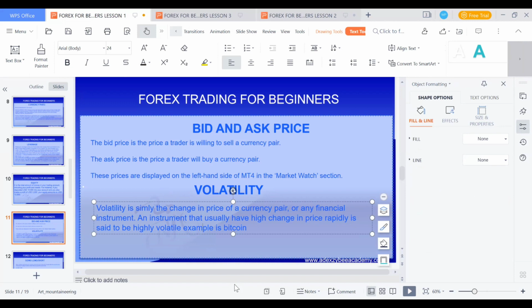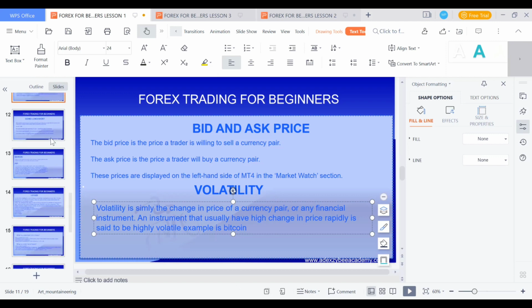So volatility is just the change in price of the currency pair or any financial instrument. Financial instruments are anything you can trade in the financial market, be it cryptocurrency, bonds, stock, and so on. So when the price changes, that's volatility. When the price changes too often, we say it's highly volatile.